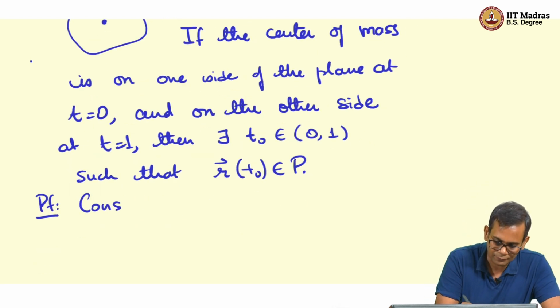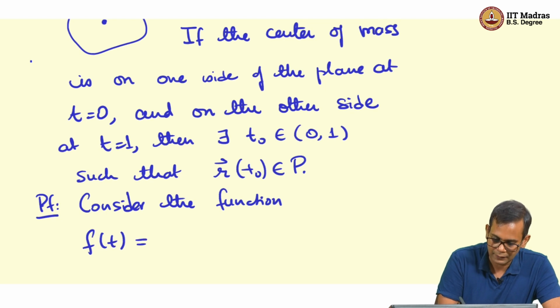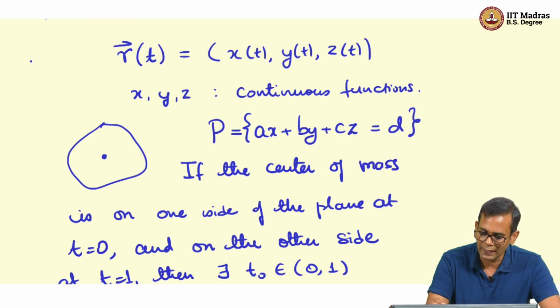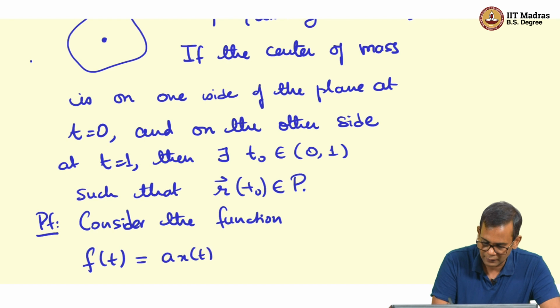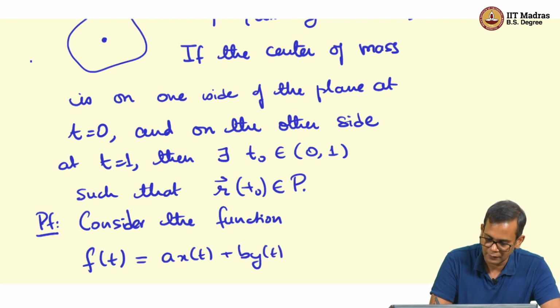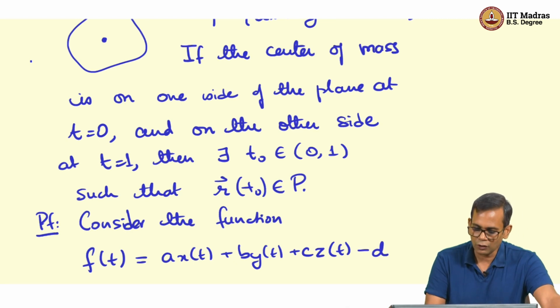Consider the function f(t). Now remember the equation of the plane, ax + by + cz. So, let us just take a times x(t) plus b times y(t) plus c times z(t), and this is equal to d when you are on the plane. Let us just subtract d. So, when you are on the plane, this right hand side is equal to 0, and when on one side of the plane ax + by + cz is positive and on the other side it is negative.